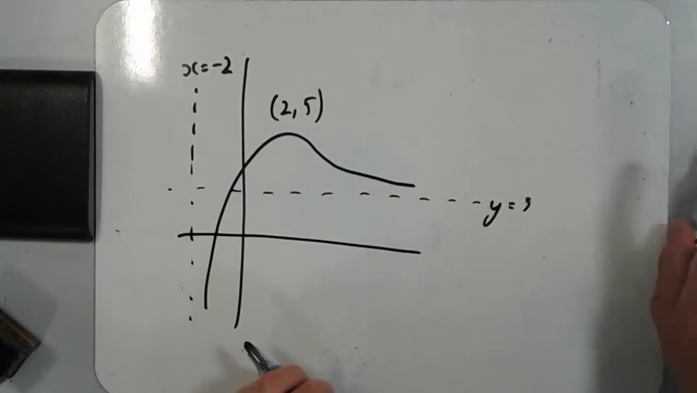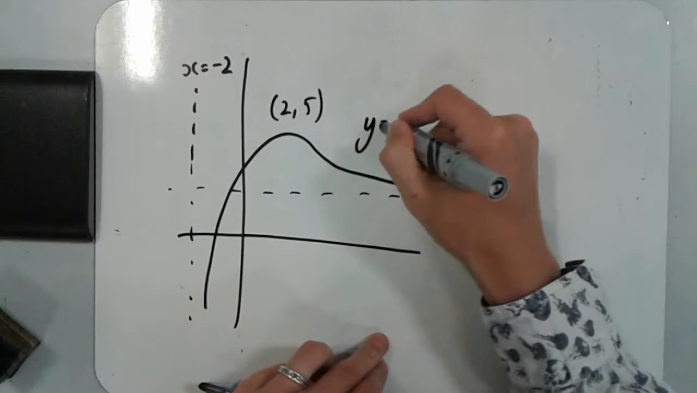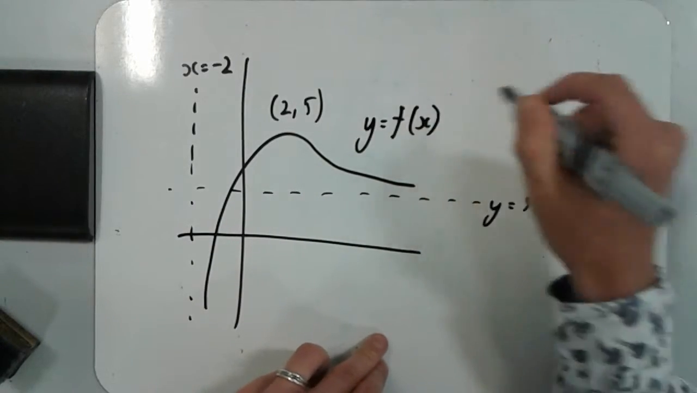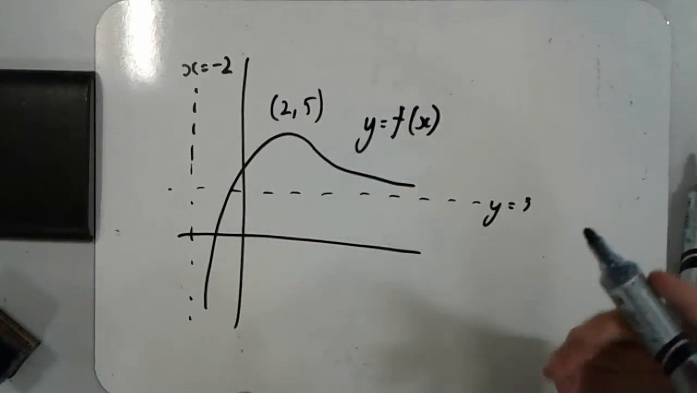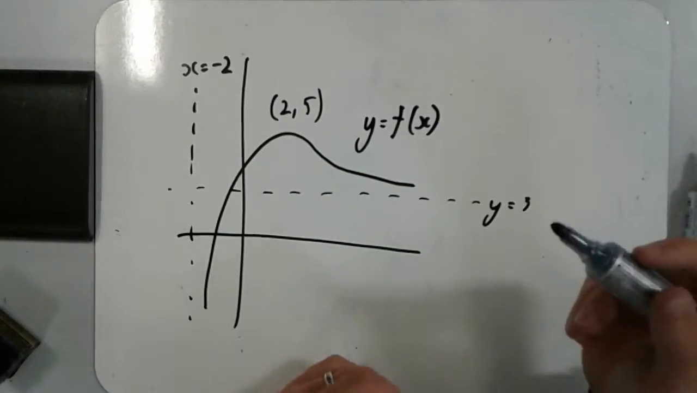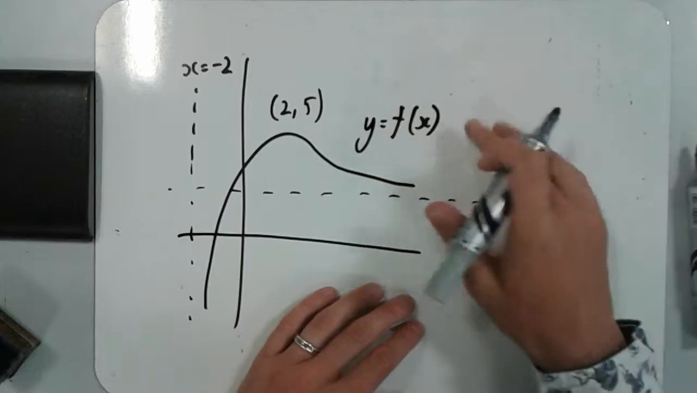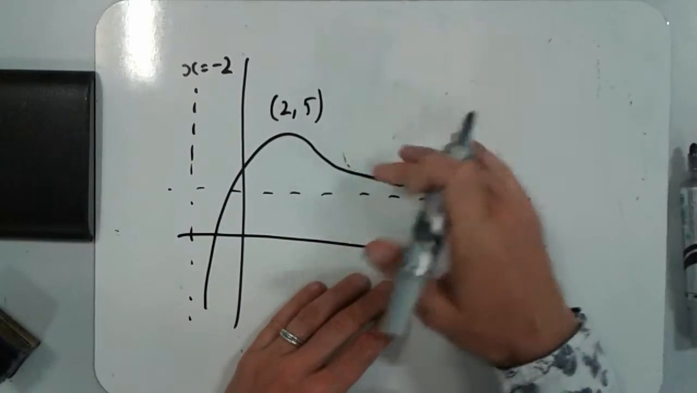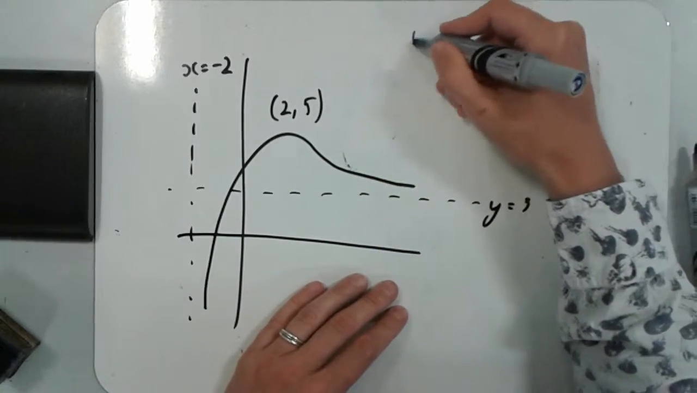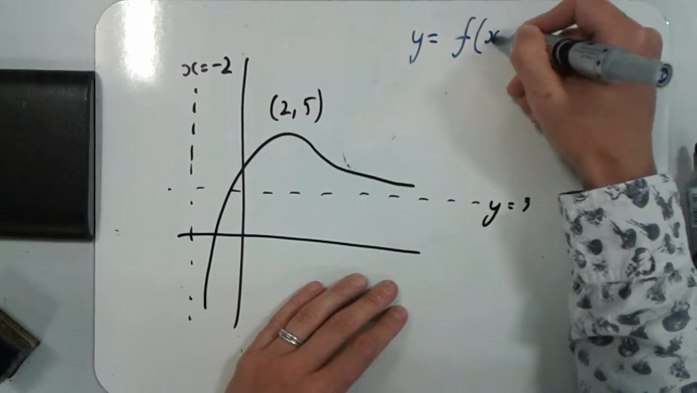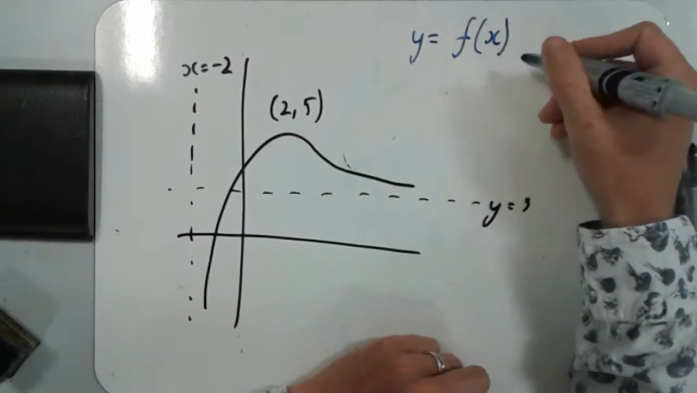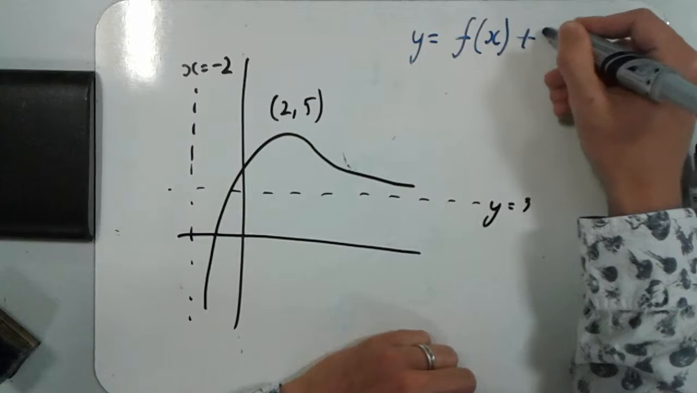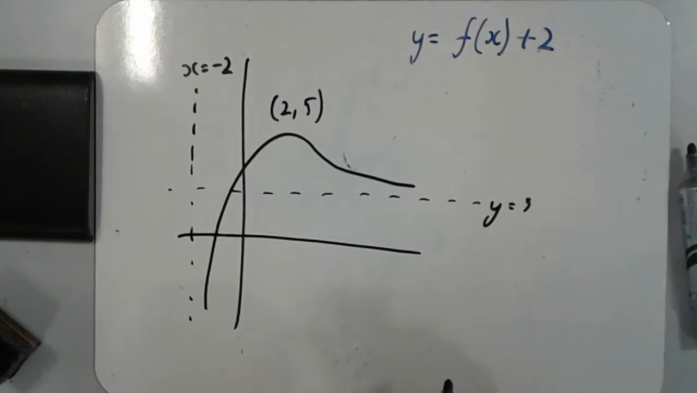Now we've got the graph of y equals f of x again. Again, it's not important what the function of x is, we just know what it looks like and we're going to transform its graph. So this is a graph y equals f of x. We want to draw y equals f of x, but now we're going to, after we've done the function, then add 2. So let's just think about what that's going to look like.